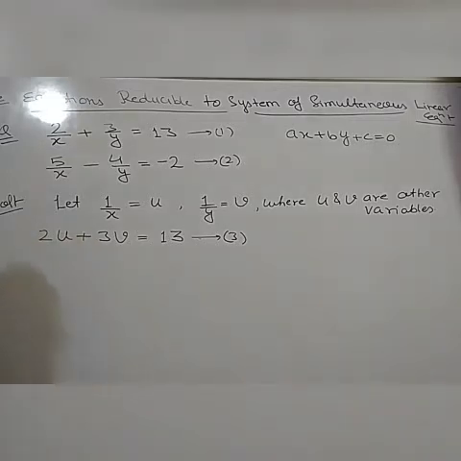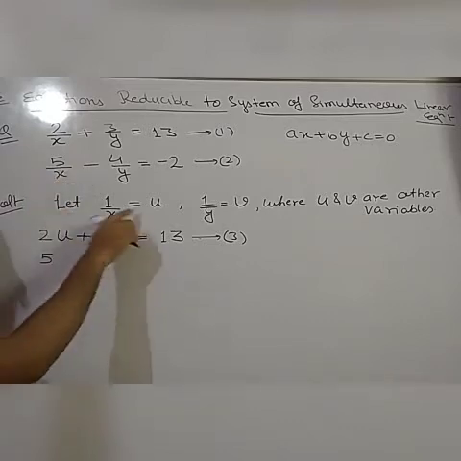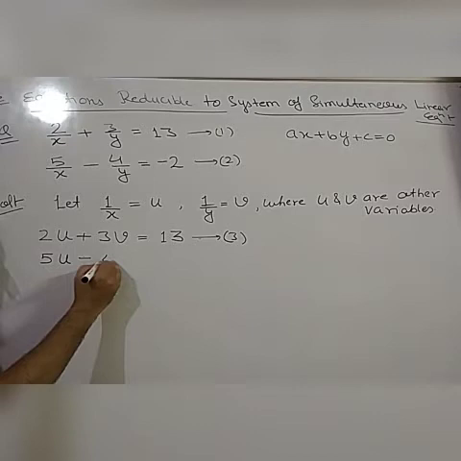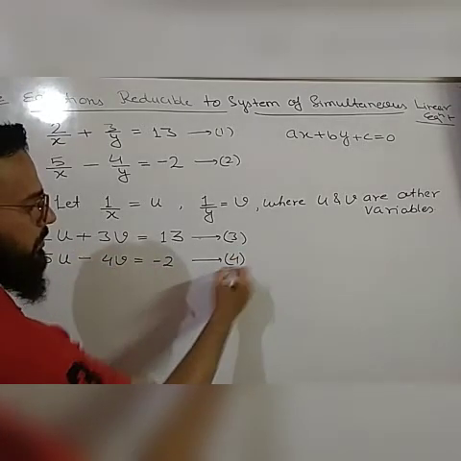Clear? Similarly, the second equation will be converted as 5 into 1 upon x. 1 upon x value is u. So it will be 5u minus 4v is equal to minus 2. It is equation number 4.